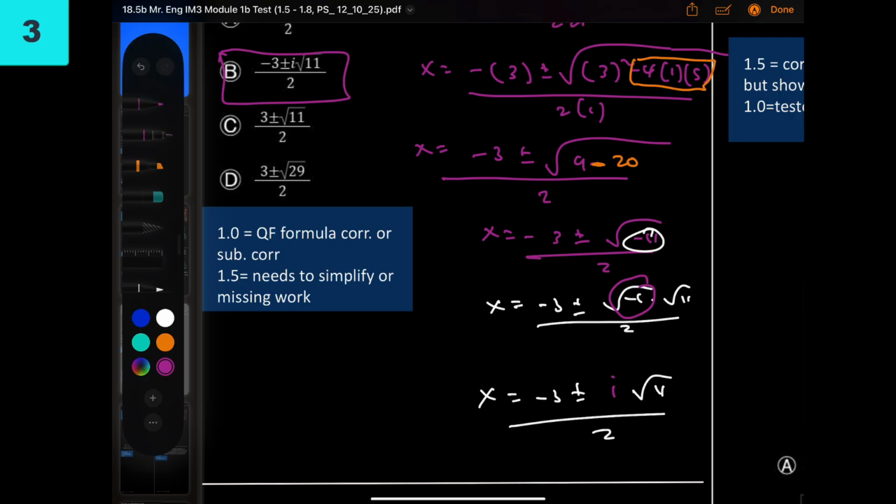I give you 1 point if you just wrote down the quadratic formula correct, or you did your substitutions correctly, and you got 1.5 out of 2 if you did your work, but something you need to simplify, you're missing some work.